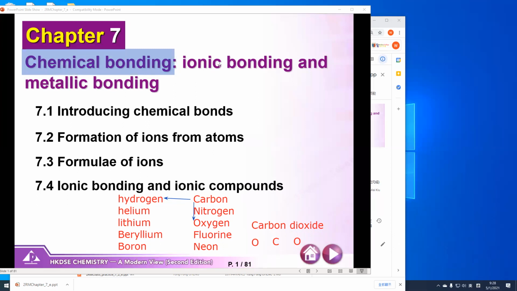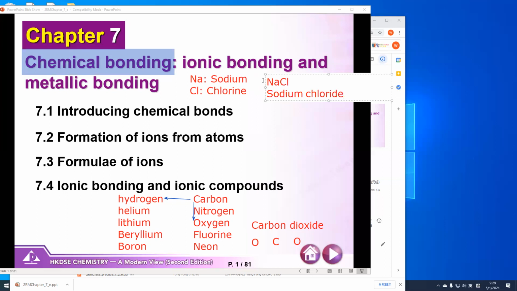Do you get what I mean? Chemical bonding. For example, you learn about Na, sodium. You learn about chlorine. This is Cl. Okay. And if they react together, they form NaCl. We call this sodium chloride.